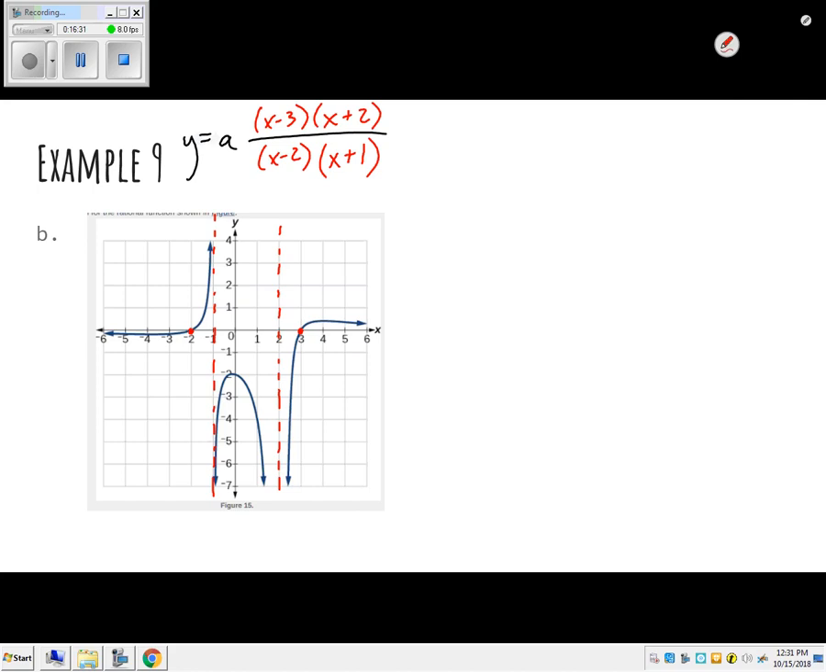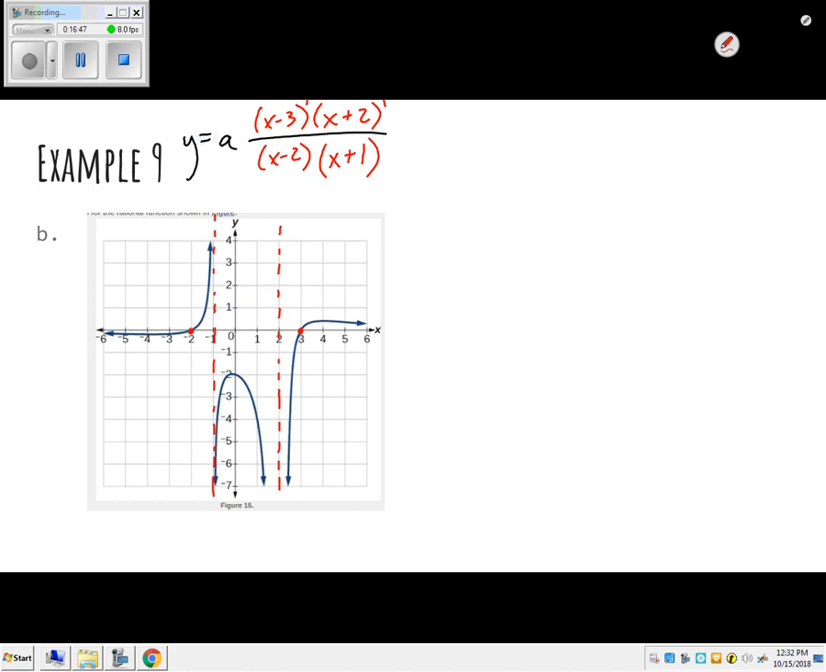So let's go back to this 3 right here. This 3, it crossed the x-axis. I'm going to leave that to the first power. Remember, if it crosses the x-axis, it's an odd multiplicity, and 1 is the nicest odd number I can think of. Same thing happens at negative 2.